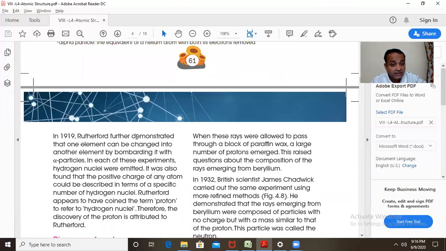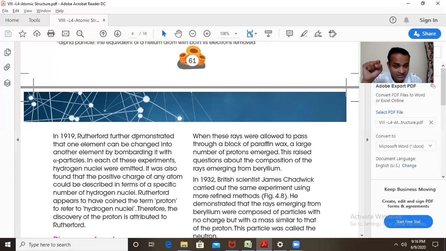Now, what Rutherford did? Rutherford found out that one element can be changed into another element by bombarding it with an alpha particle. Higher elements mostly, uranium, all this, when they are bombarded with alpha particles, they can be converted into another element. And during this experiment of conversion, they found that hydrogen nuclei are given out. So hydrogen nuclei given out means what? We have seen what is hydrogen nuclei. This hydrogen nuclei is nothing but positively charged mass.